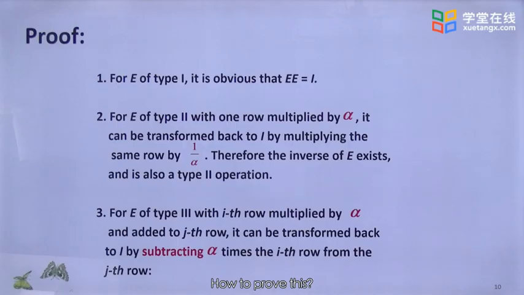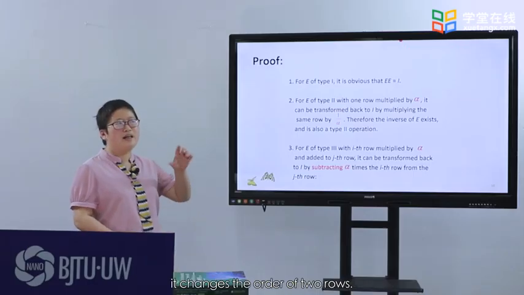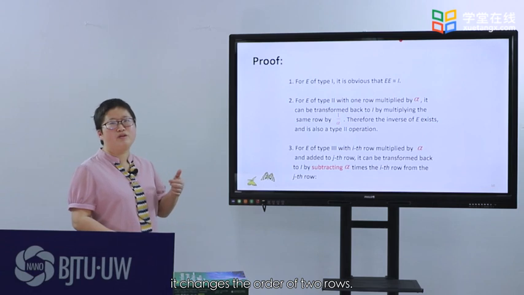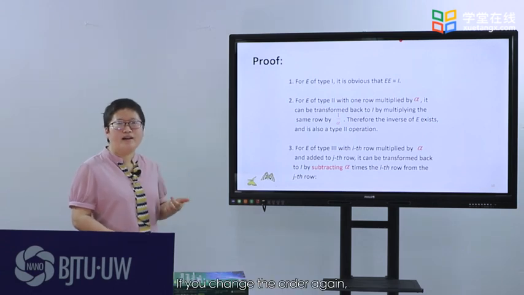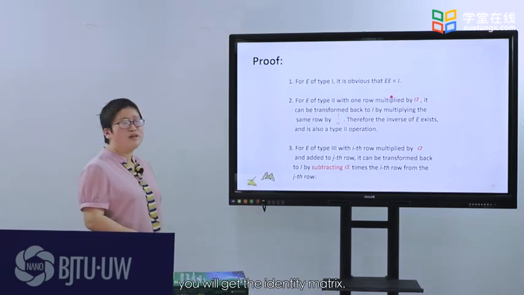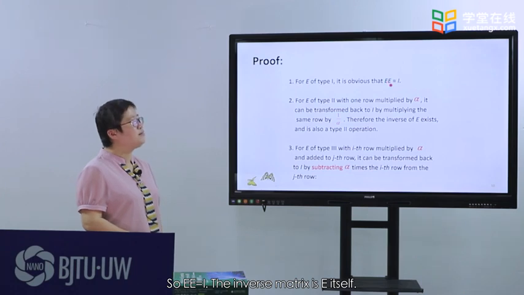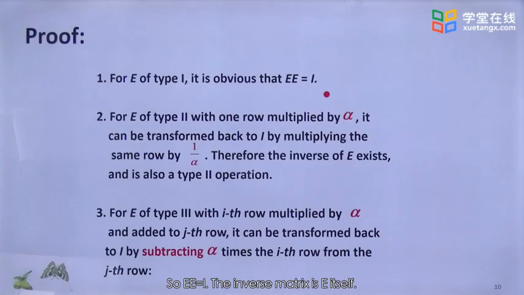How to prove this? For E of type 1, it is obvious that E times E equals I. Remember, the type 1 elementary matrix changes the order of two rows. If you change the order again, you will get the identity matrix. So, of course, E times E equals I. So the inverse matrix is E itself. Of course, they are the same type elementary matrix.